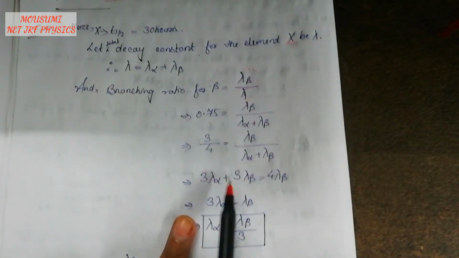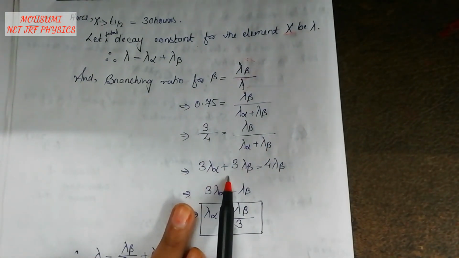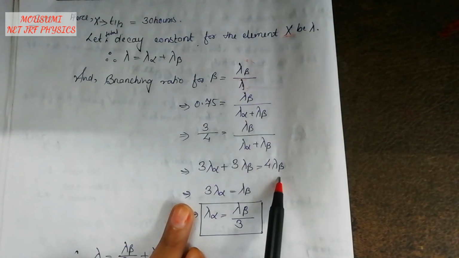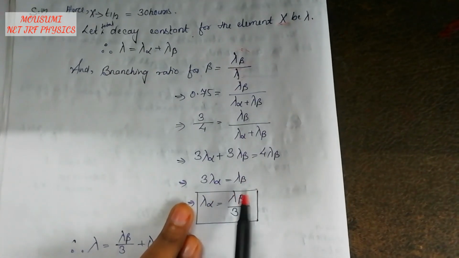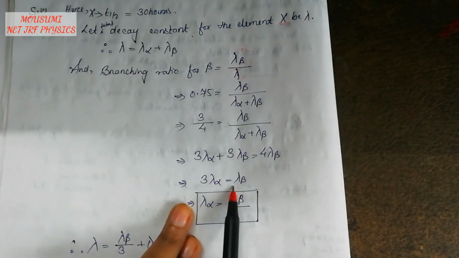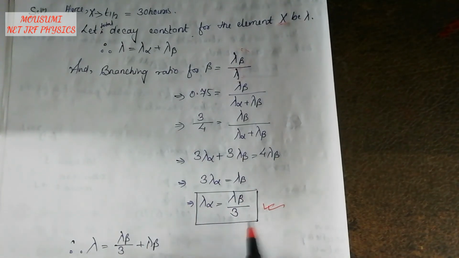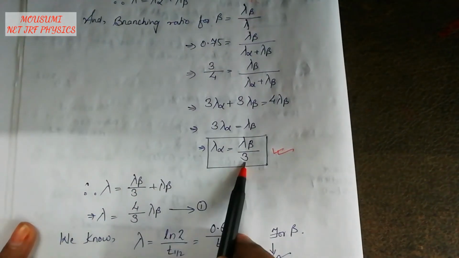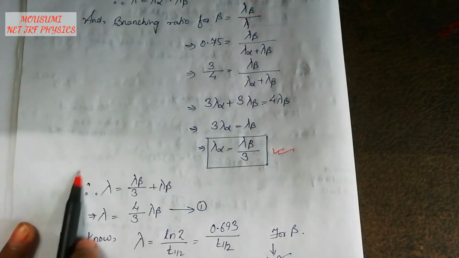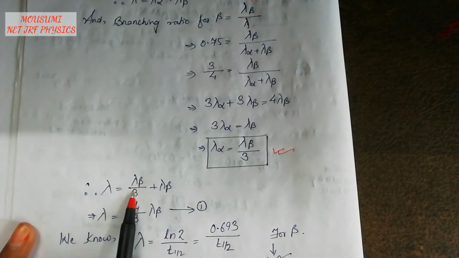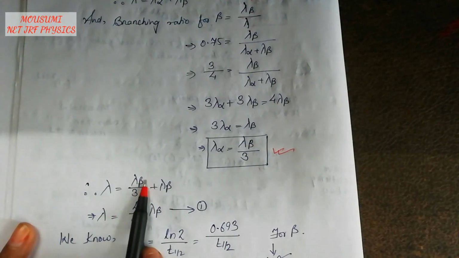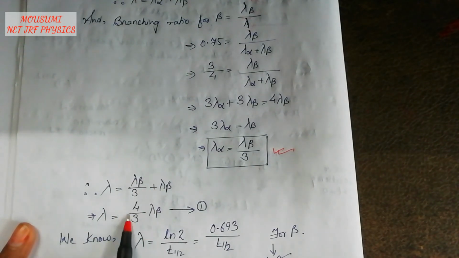Now if you do cross multiplication, you will have 3 lambda alpha plus 3 lambda beta is equal to 4 lambda beta. On further calculation, you will have 3 lambda alpha is equal to lambda beta. That means lambda alpha will be equal to lambda beta by 3. Now we will substitute this value in the equation lambda is equal to lambda alpha plus lambda beta. So lambda alpha is lambda beta by 3. So this will give you lambda is equal to 4 by 3 lambda beta, right?